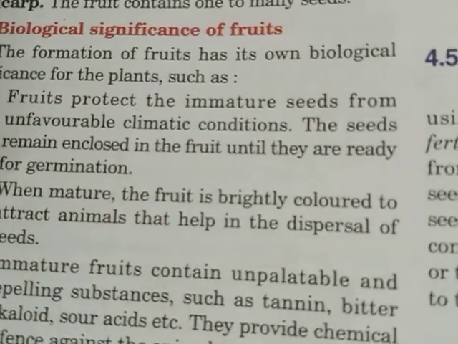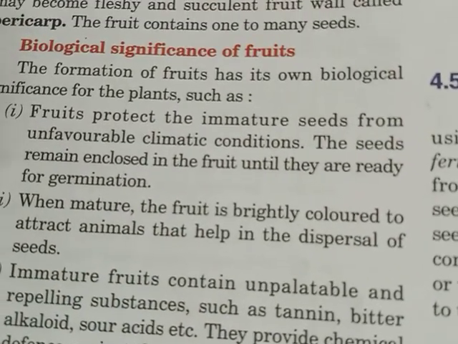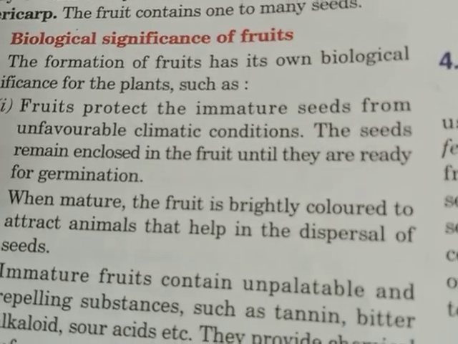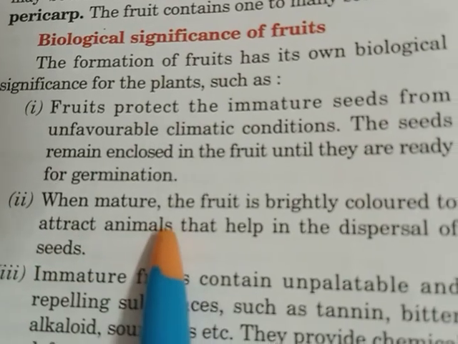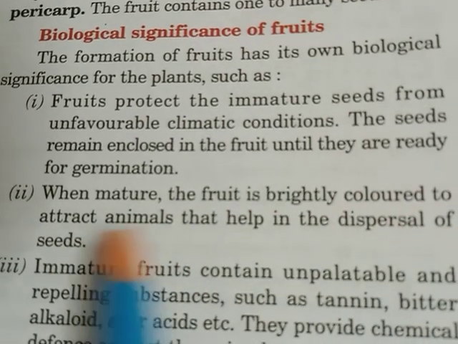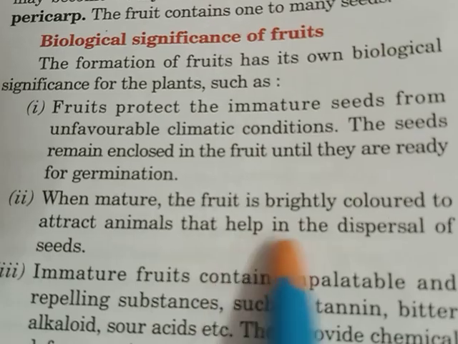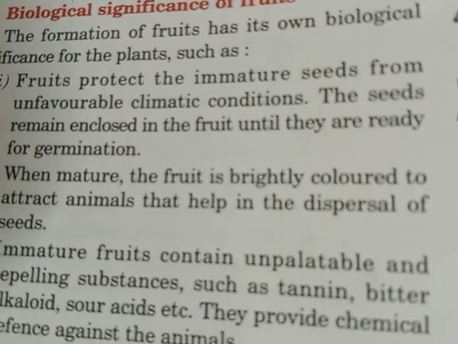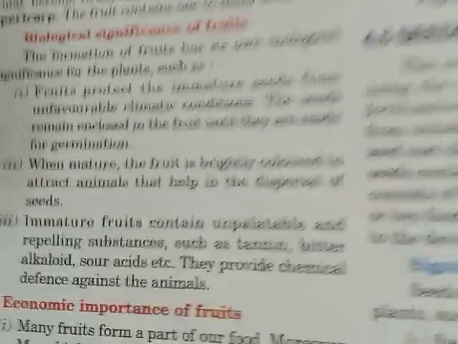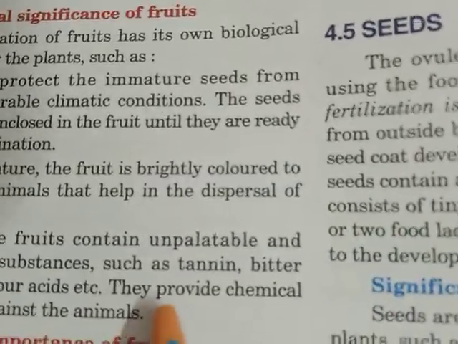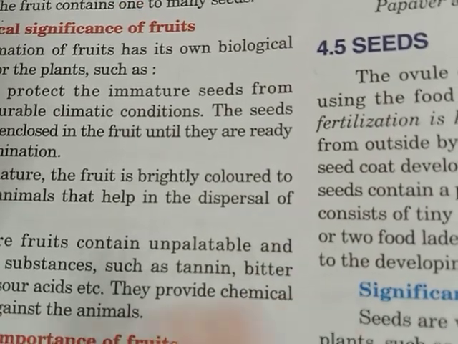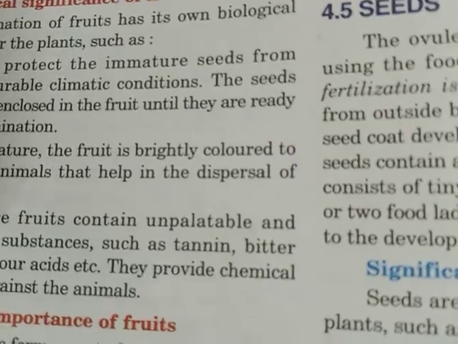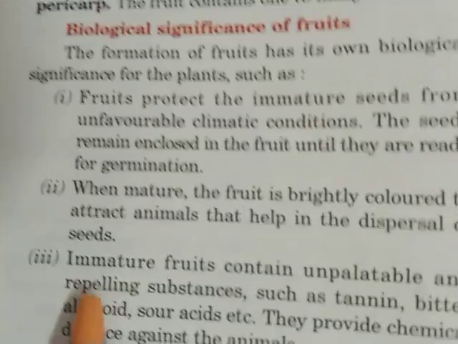You have seen the seeds are surrounded by the fruits, and they remain inside the fruit till they are ready for germination. When mature, the fruit is brightly colored to attract the animals and birds, and this helps in the dispersal of the seeds.